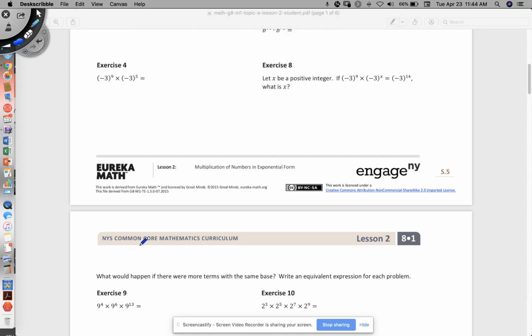Exercise 8 says, let x be a positive integer. If negative 3 to the 9th power times negative 3 to the x power will equal negative 3 to the 14th power, what is x? If you remember, we have to add these numbers together. So 9 plus what gives me 14 is basically what it's asking. We already know the base number, the whole number, is a 3. We already know it's going to come out to a 14. So what we're solving for is right here. 9 plus what gives me 14? That would be a 5. So x equals 5.